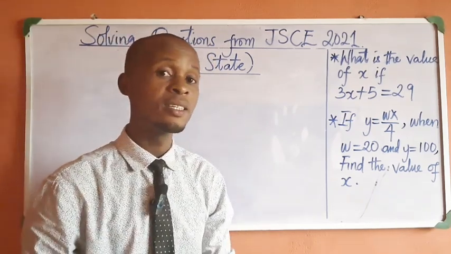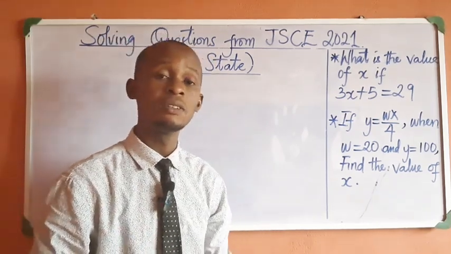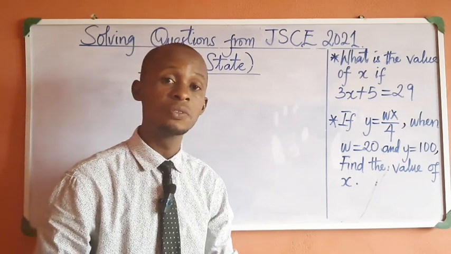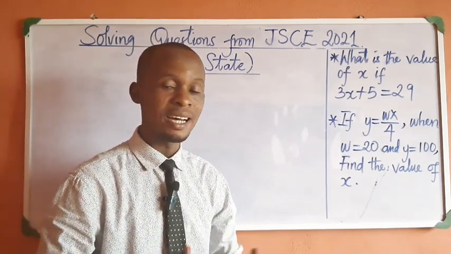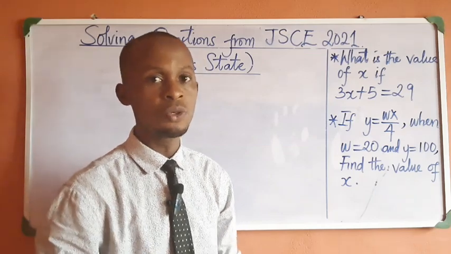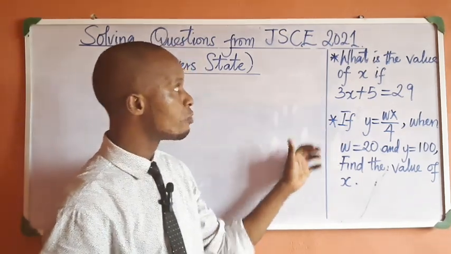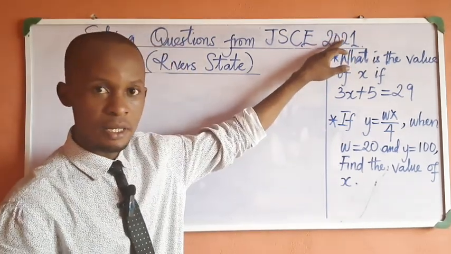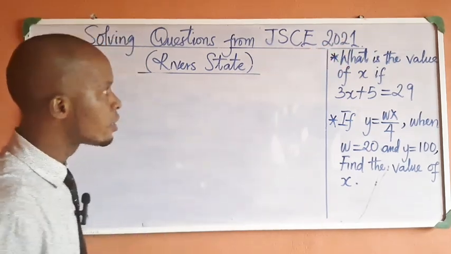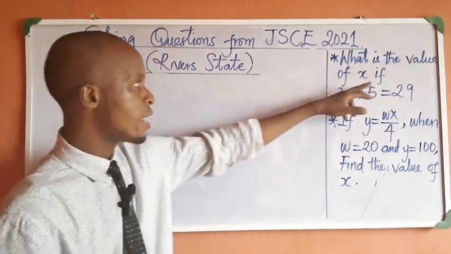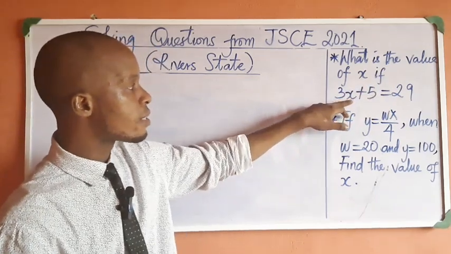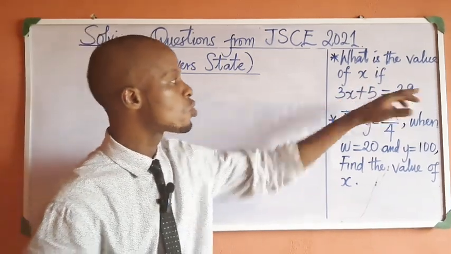That is BECE. This is an examination that all the junior secondary school 3 students in Rivers State write to get admitted into the senior secondary school. So this question is lifted from the 2021 examination. Okay, the first question says, what is the value of x if 3x plus 5 equals 29?